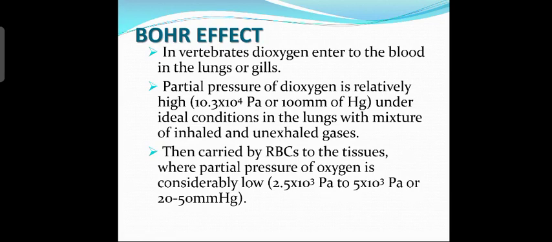In vertebrates, dioxygen enters into the blood in the lungs or gills. You know that in vertebrates the dioxygen, which is nothing but oxygen, enters into blood, from where it enters, either lungs or gills. Now what happens to the partial pressure? Partial pressure of dioxygen is relatively high, and what is that order? 10.3 into 10 to the power 4 pascals or 100 millimeter of mercury.